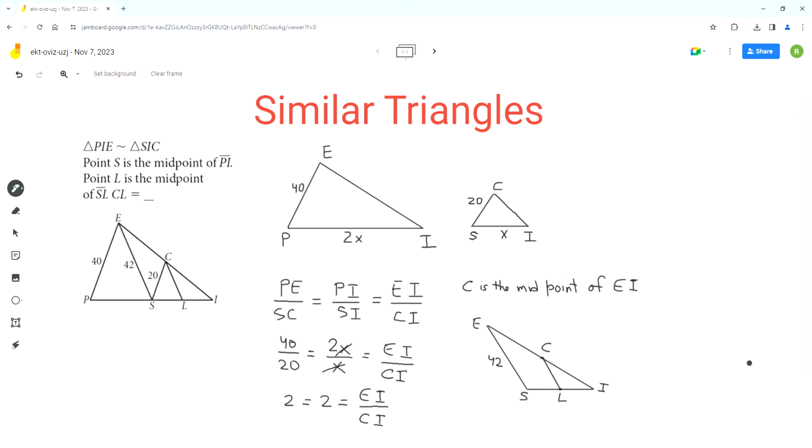Now we have concluded that C is the midpoint of EI, and we are given that L is the midpoint of SI. That means this line segment CL joins the midpoints of two sides of the triangle. That means we can use the midpoint theorem for triangles. So I'll write the name of the theorem. It's called the midpoint theorem.